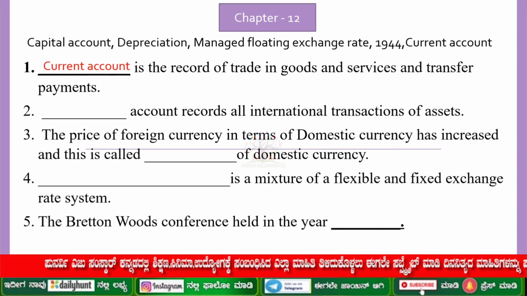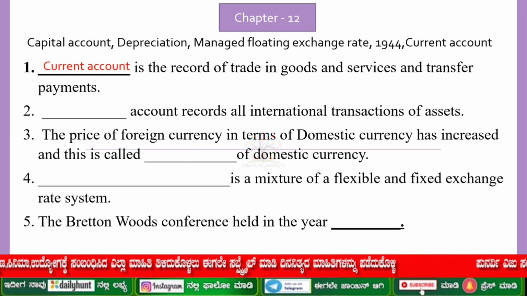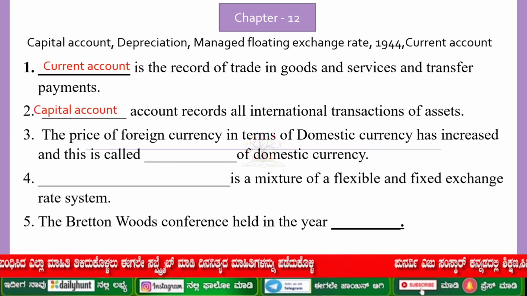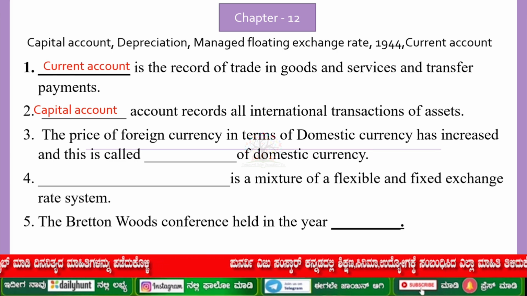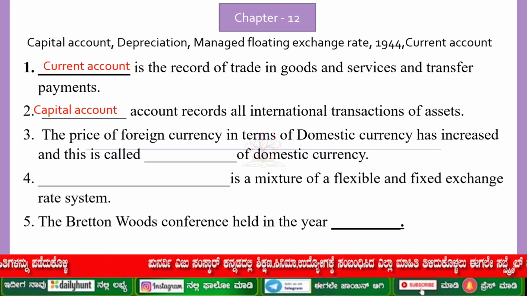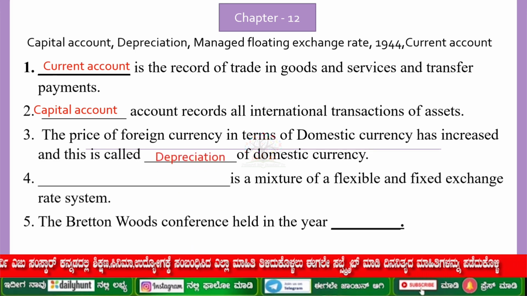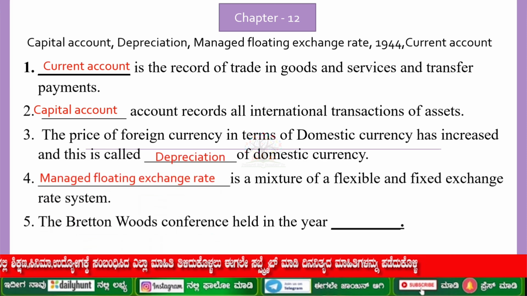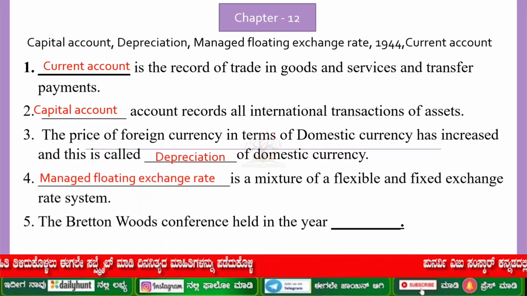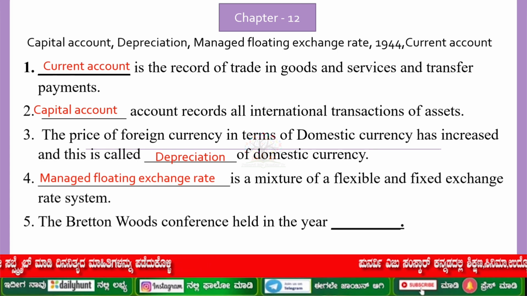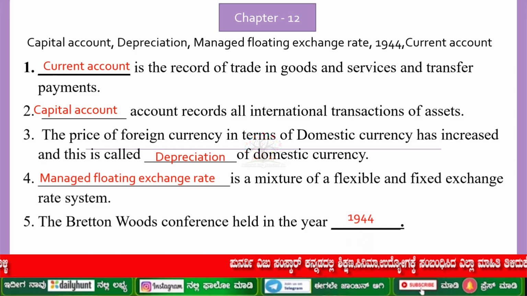Blank is the record of trade in goods, services, and transfer payments, that is, current account. Capital account records all international transactions of assets. The price of foreign currency in terms of domestic currency has increased. This is called devaluation of domestic currency. Managed floating exchange rate is a mixture of flexible and fixed exchange rate systems. Bretton Woods Conference was held in the year 1944.